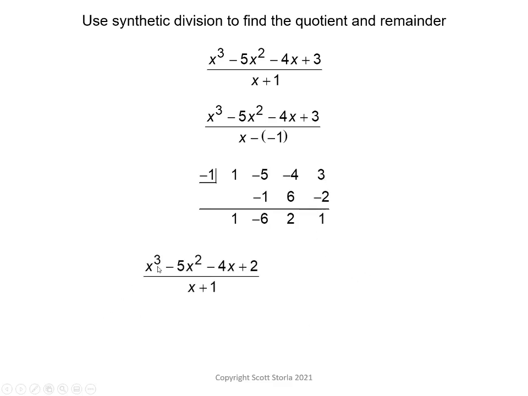Noticing that our quotient is a third degree divided by a first degree, that implies we'll have 1x squared minus 6x plus 2 with a remainder of 1. Well, that will conclude this video where we have continued working with synthetic division.